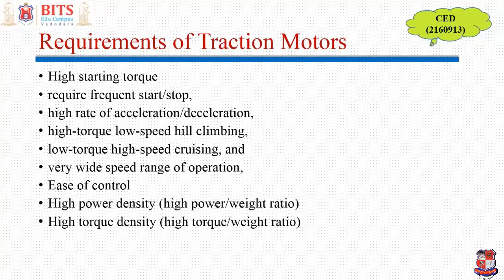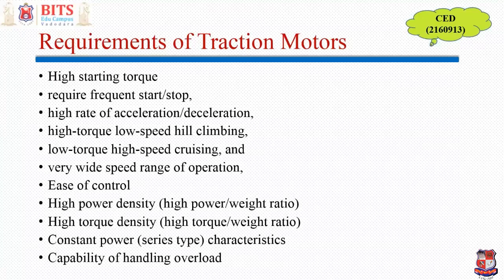One more important thing is that these motors need to have a high power density and high torque density. High power density means for a particular weight of motor, it should be able to produce high power, and similarly for a particular weight of motor, it should be able to produce high torque. So compared to other motors, it should be smaller in size but able to produce more torque and more power, because it is to be mounted on the axle below the locomotive. So it has to be compact, otherwise it will be difficult to accommodate those motors on the axle, right?